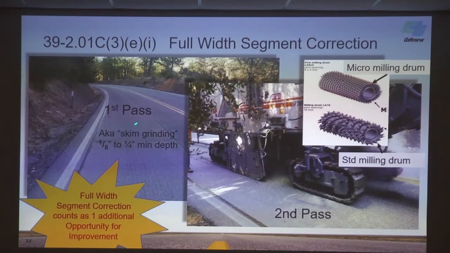Here's a picture of a skim grind. This was a project up on Highway 49 where they're doing some work. Let me back up. They ran the inertial profiler through this whole stretch of road. There's a couple miles of it. It's a pretty windy road.